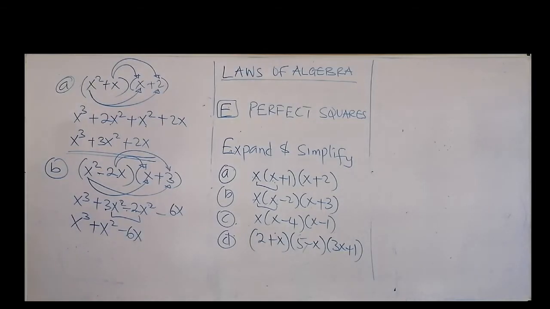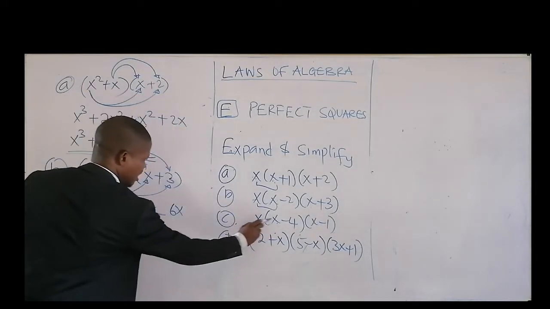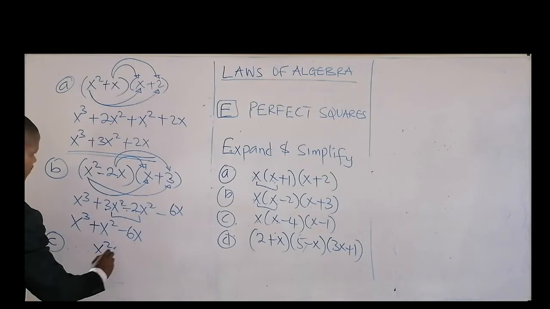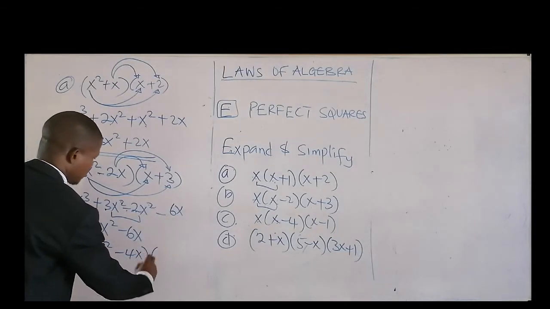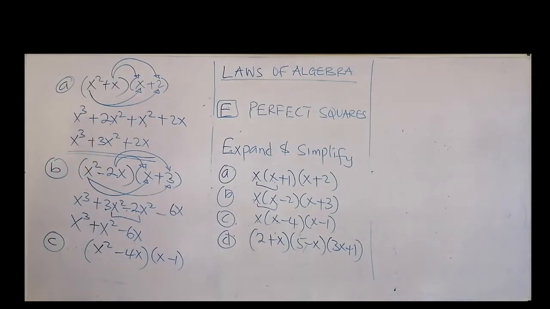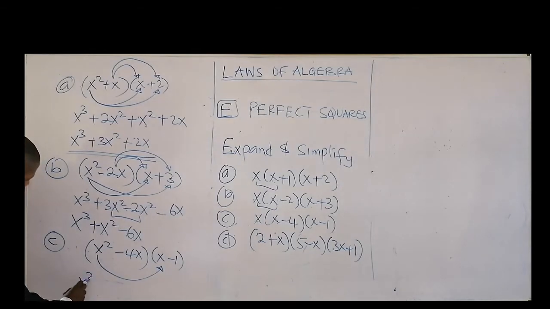Okay? Then the c part. The c part also is in 3 parts. So first step, this one times this one, that's an x squared minus 4x. And then times x minus 1. Okay? So this one times this one, that's an x cubed.